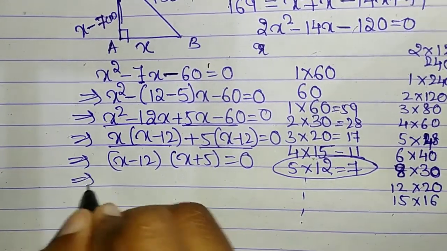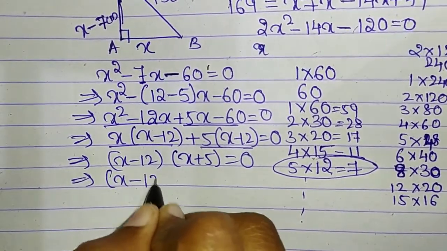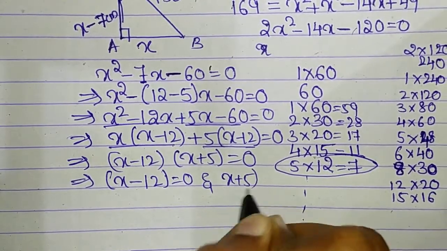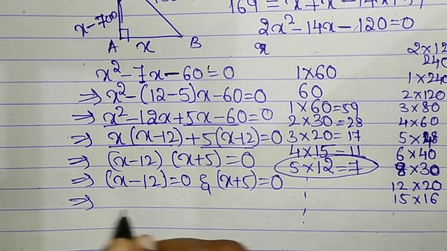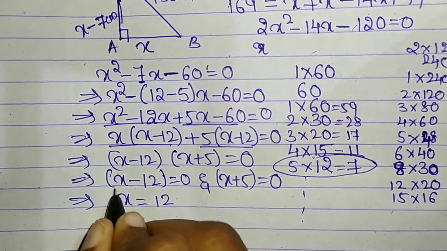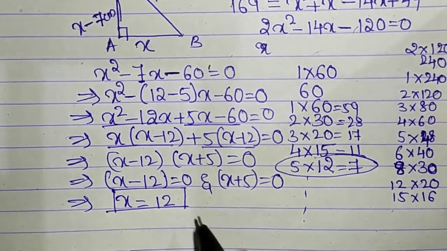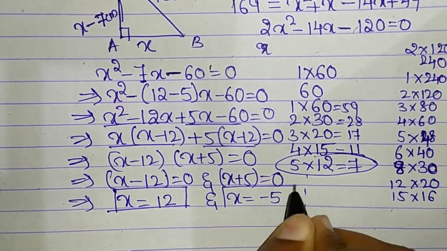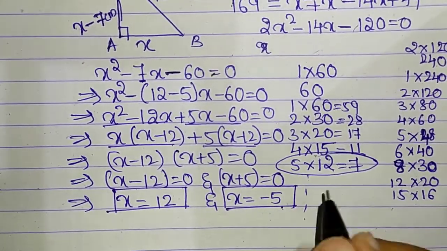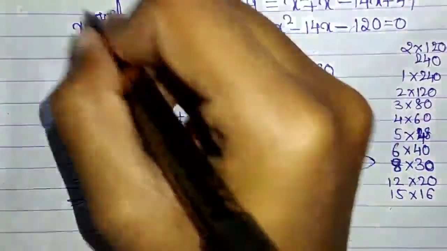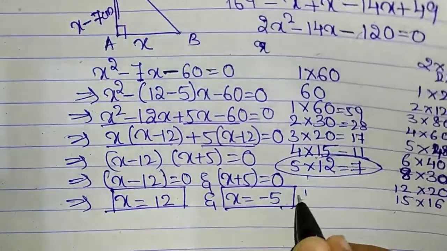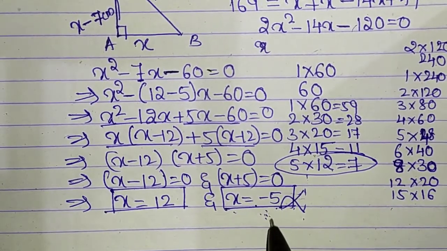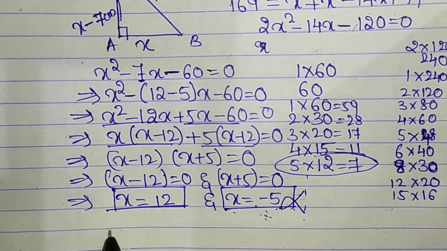So now splitting the factors into two different terms, x minus 12 is equal to 0 and x plus 5 is equal to 0. So this implies x equal to 12. This is the first solution of the equation, and x equal to minus 5 is the second solution of the equation. But since we are talking about sides of a triangle, they can never be negative. So we can easily skip this root of the equation. So our answer is x equal to 12.